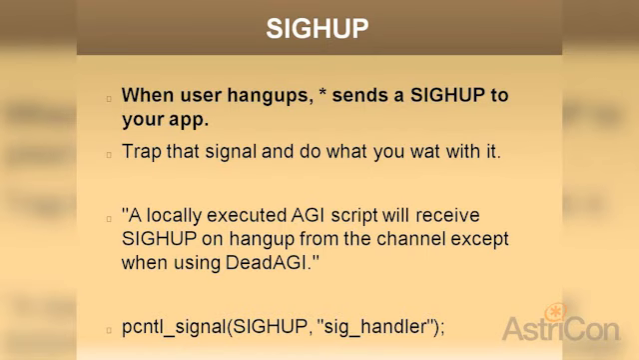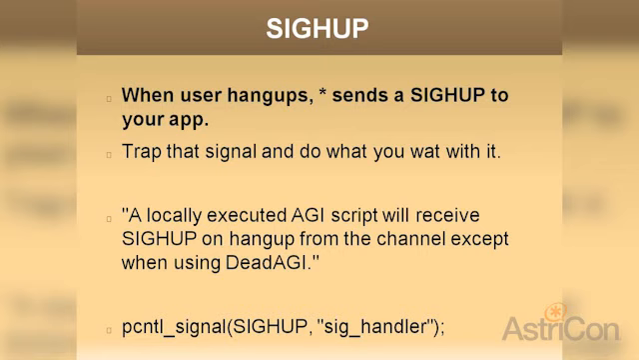Similar to the dead AGI, there's a SIGHUP. A SIGHUP is just a signal sent from the kernel to your specific process, which is an AGI script. So it's possible inside your AGI to trap that SIGHUP to do whatever you want. Each time a user hangs up and the channel is dead, the kernel is going to send a SIGHUP to Asterisk. Asterisk is going to send that same SIGHUP to your application. So you can do whatever you want.